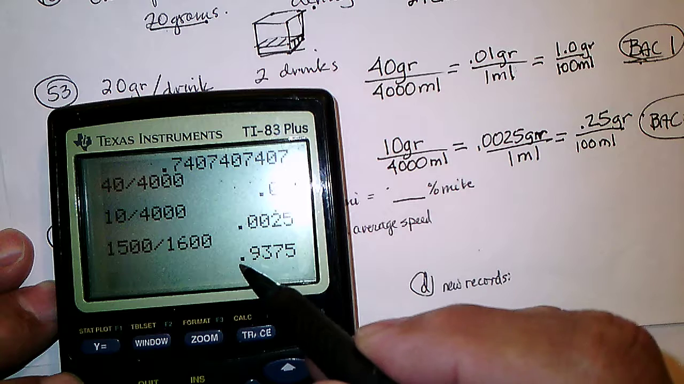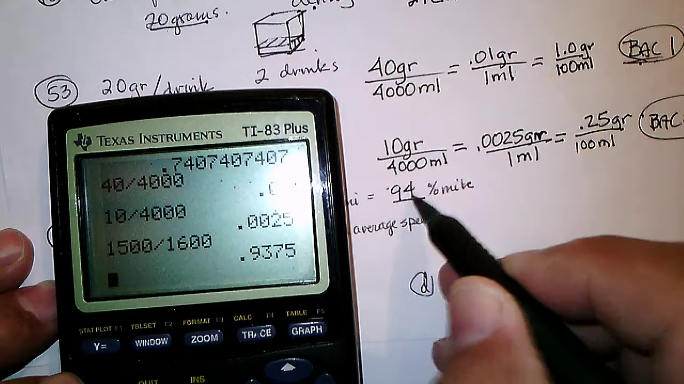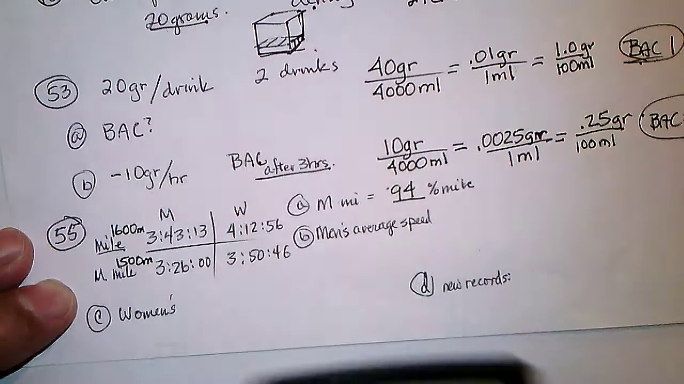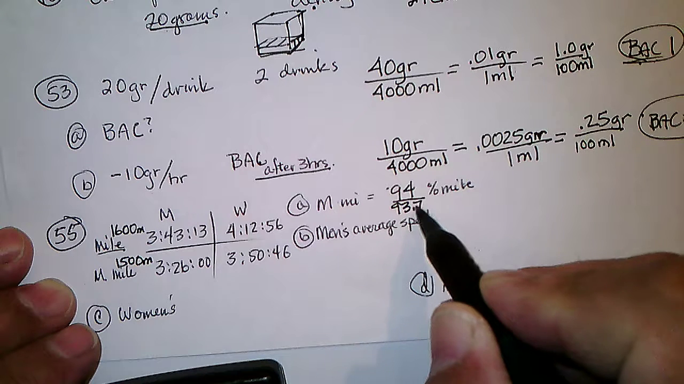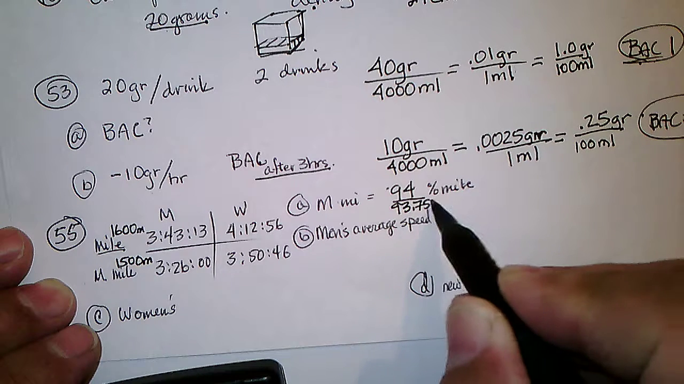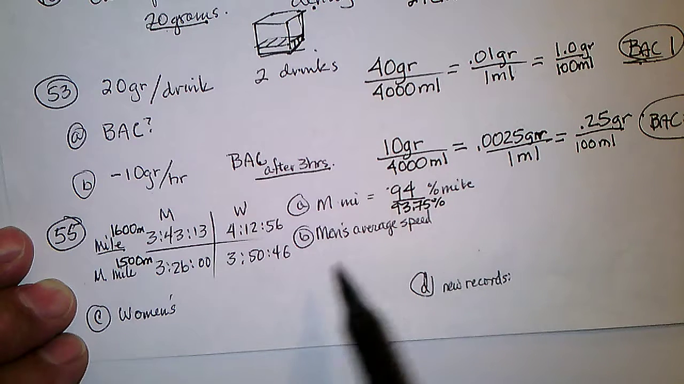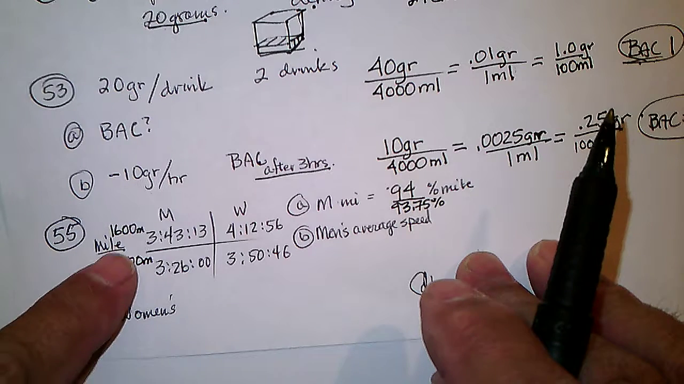changing that to percent, we multiply by 100, so it'd be 94% rounded off, 93.75, 94% of it. I'll write it down here, 93.75, because we're going to use that later. Okay, now the men's average speed. Let's do it in meters per second.